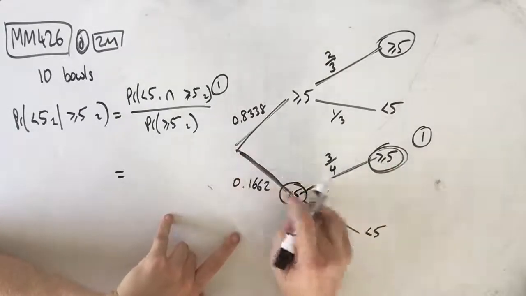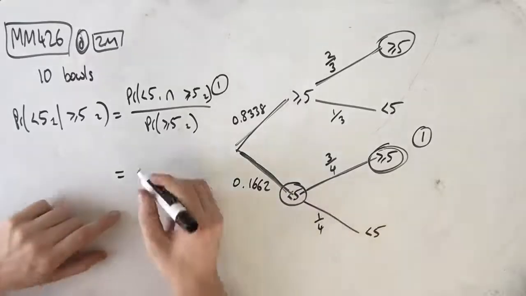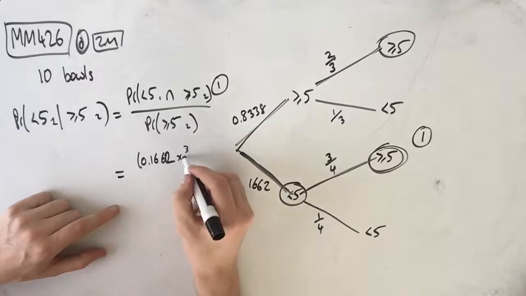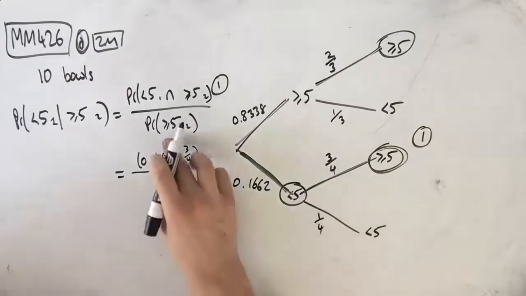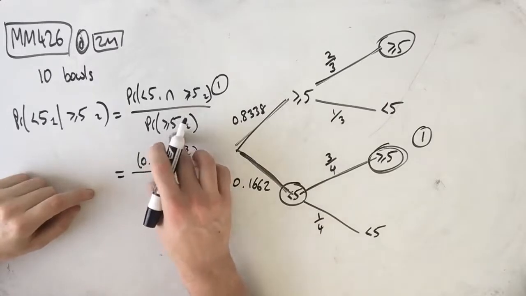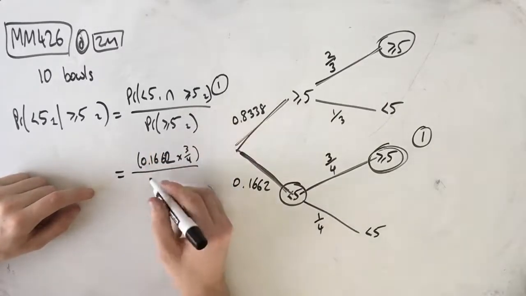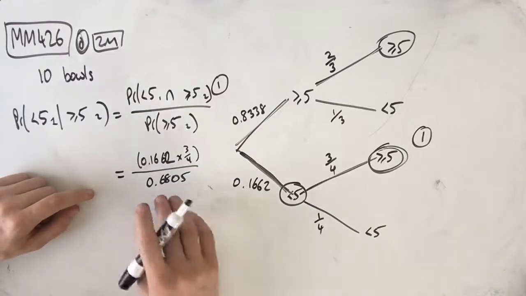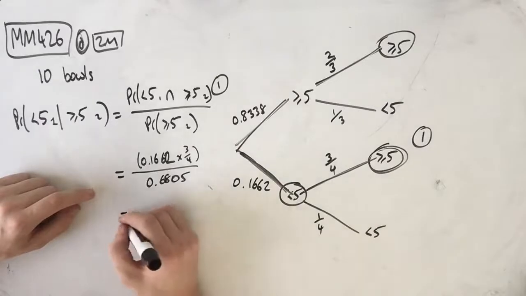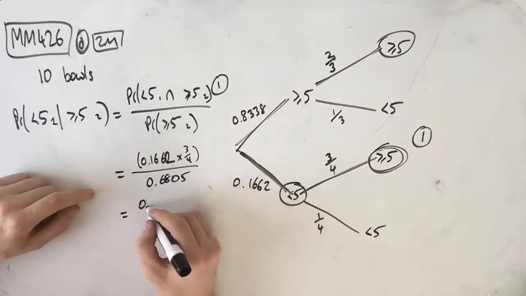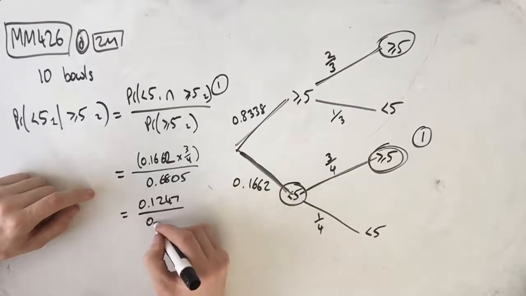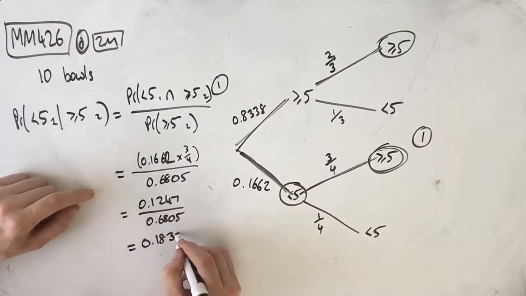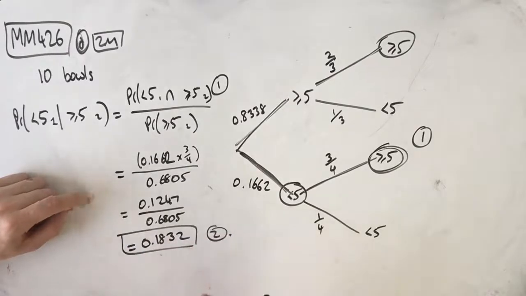Okay, so we need to get this probability. That's our intersect. So the way we find the intersect is by multiplying these two together. We get 0.1662 times 3 and 4, over the probability that he scores at least 5 in his second game. And in the previous part, we found that that probability was 0.6805. Sorry, at least 5 in the second game. Cool. And now we can just plug this into our CAS and we get 0.1247 over 0.6805. And this is equal to 0.1832. And that's our second and final mark for part D.